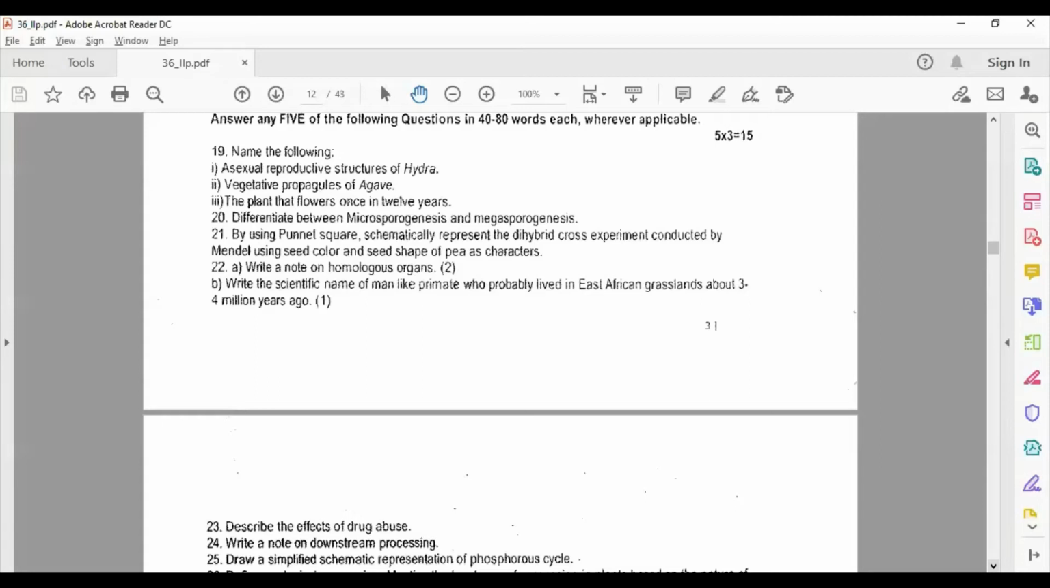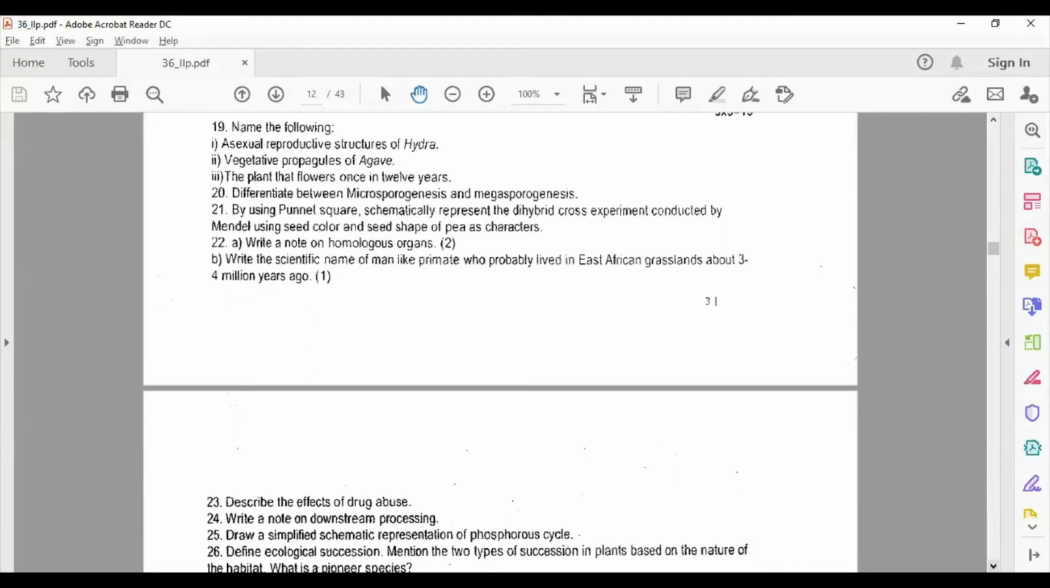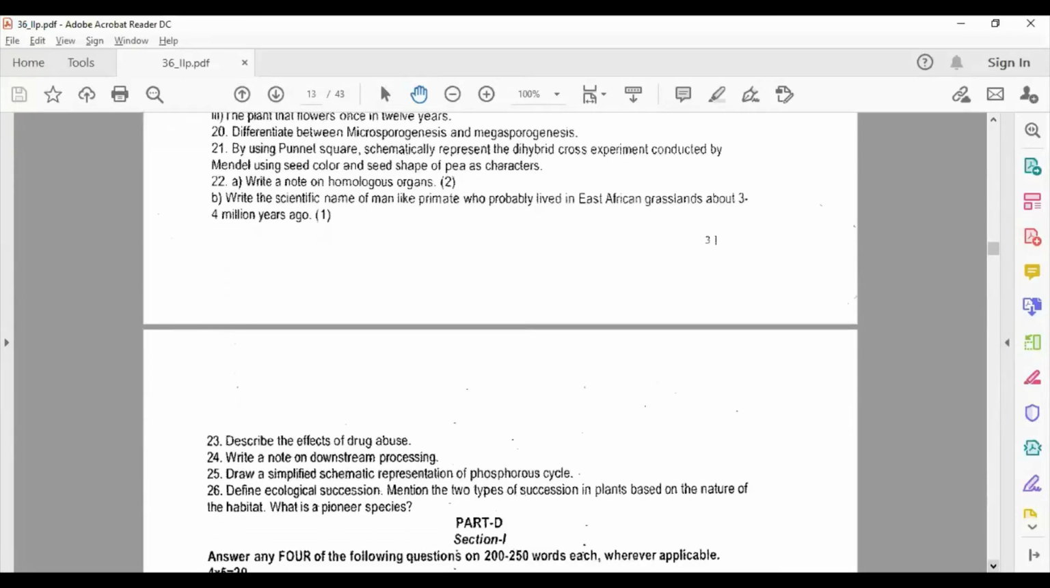Write a note on homologous organs. This comes under the evolution chapter. And then moving on to the 23rd question: describe the effects of drug abuse. This comes in the 8th chapter.